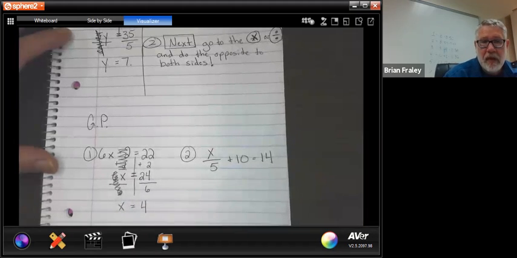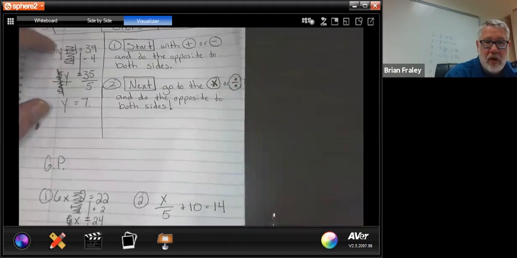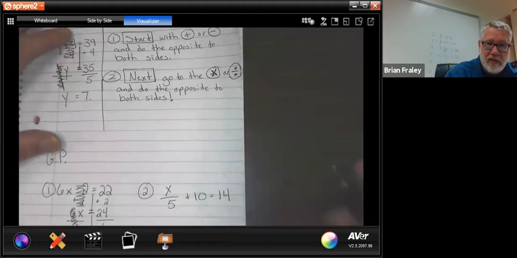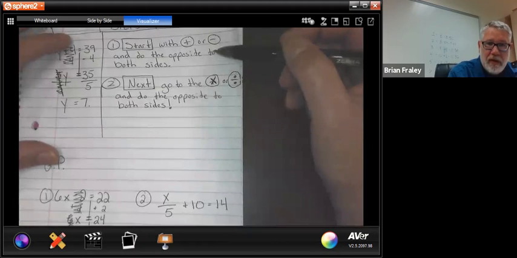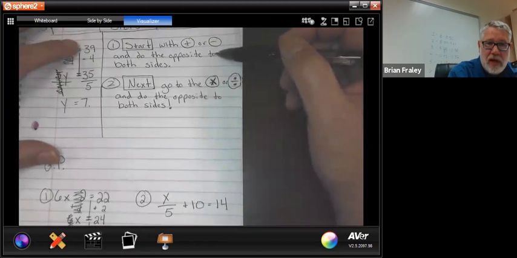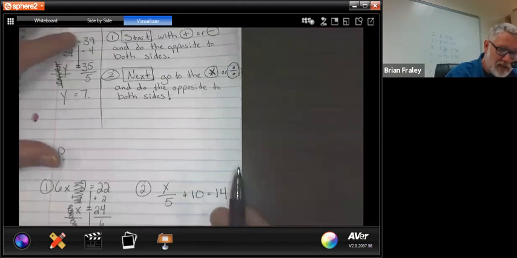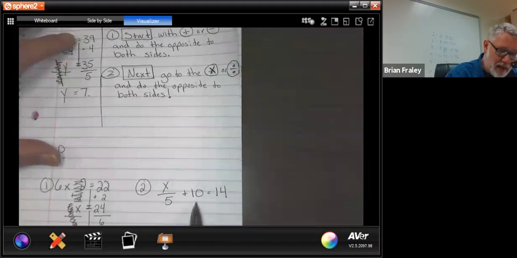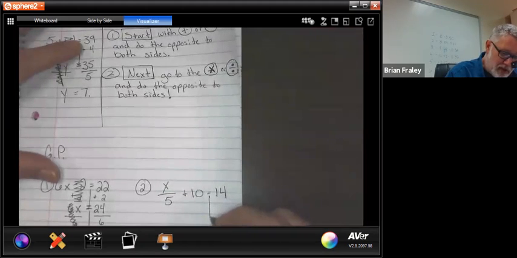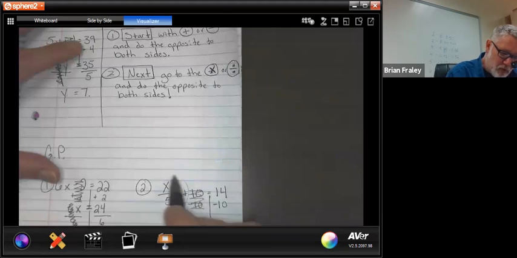Easy. This one looks a little more difficult because it's written differently, but let's just go back to step 1. It says start with addition or subtraction and do the opposite. Well, I can see that. That says plus 10. So the opposite of plus 10 is minus 10. Again, same thing on both sides. These go away. I'm left with this weird looking guy.